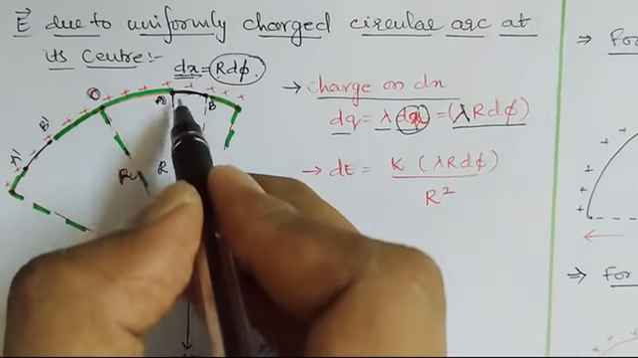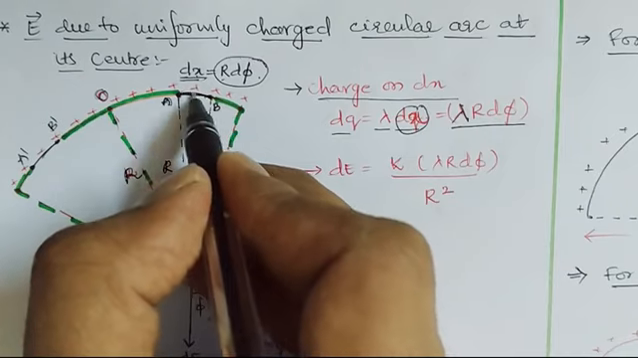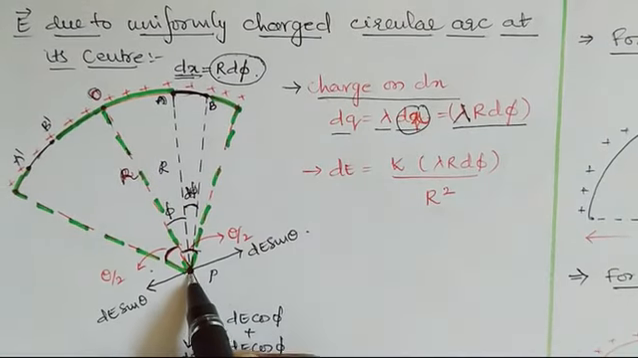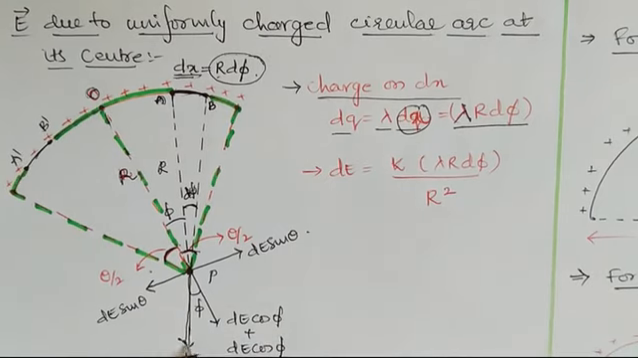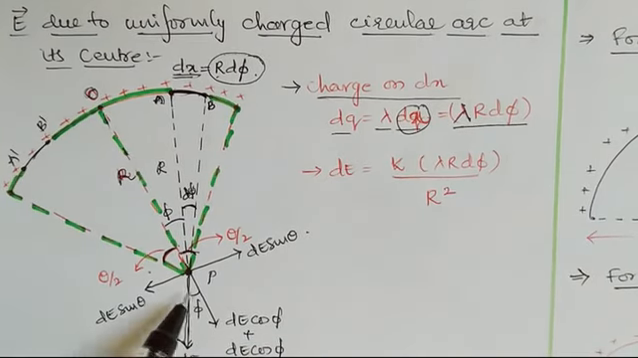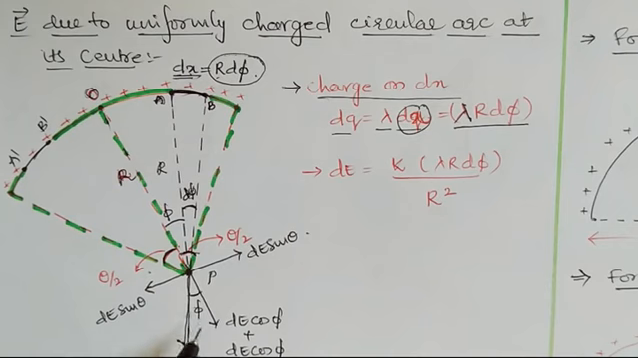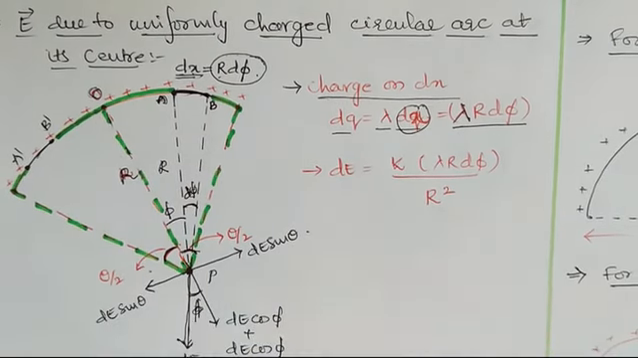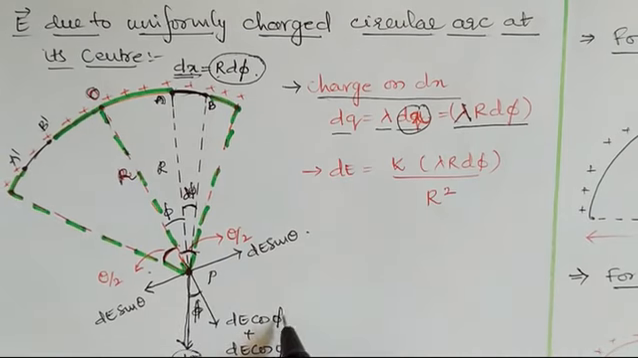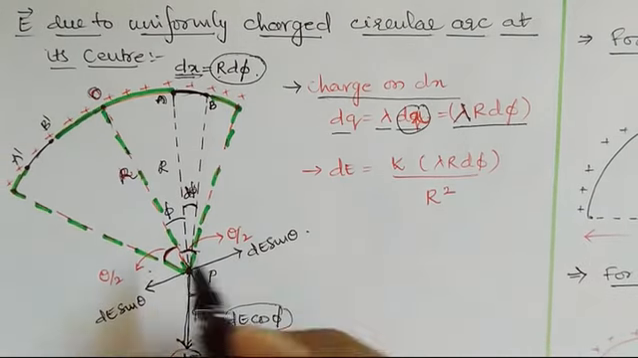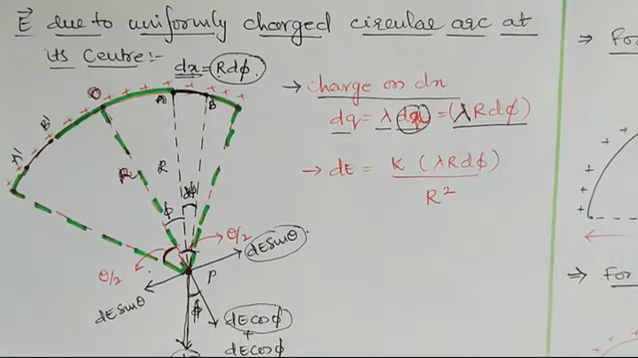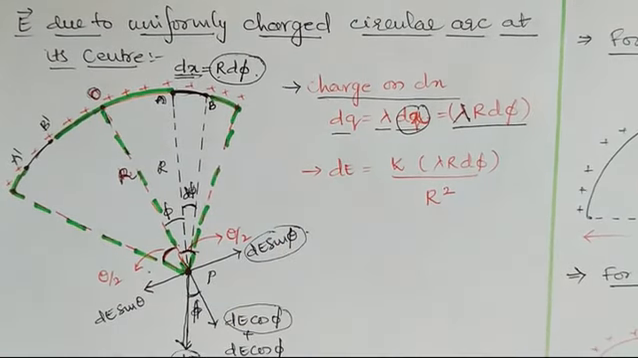Now electric field due to this small portion at the point P will be equal to how much? dE, right? And it is making an angle phi with the center. Now this is angle phi. So it will have two components, dE cos phi, and another component is dE sin phi, right?